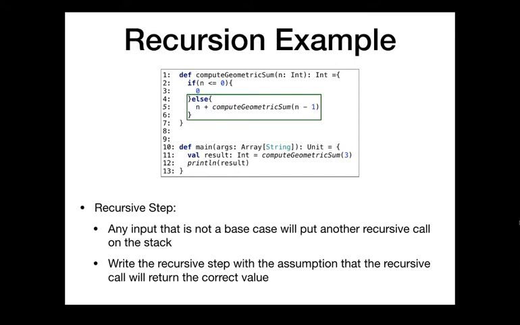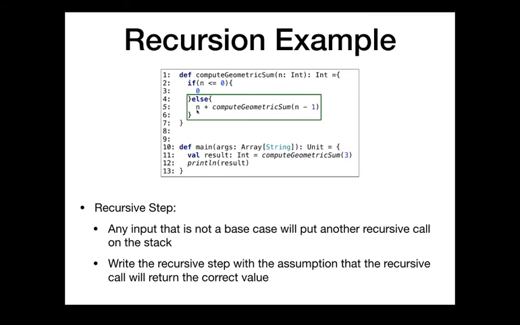So here, if we're going to make that recursive call at n minus 1, we're going to assume that that's correct. And if that is correct, if I am getting the geometric sum of n minus 1, what do I have to do to compute the geometric sum of n? Well, I just have to add n to it. I don't have much more work to do. I just add n to the geometric sum of n minus 1, and that is the geometric sum of n.